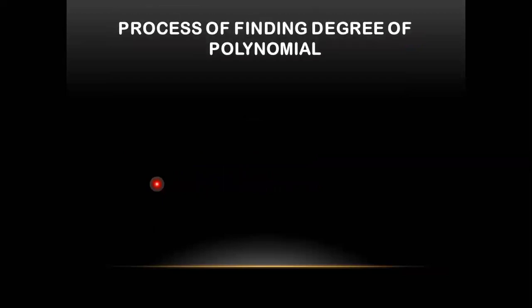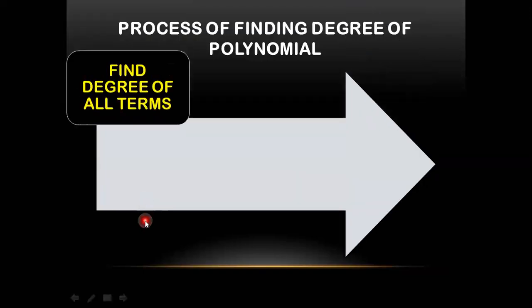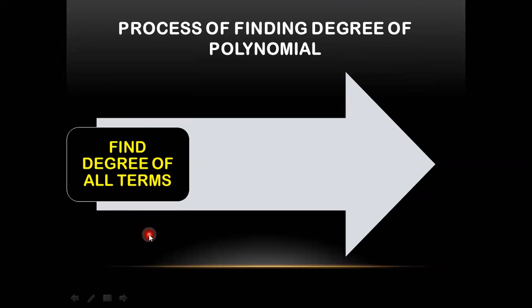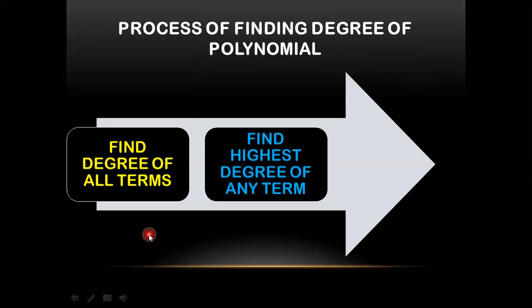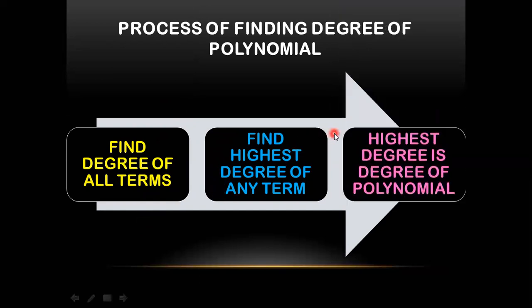So it means that how do we find the degree of a polynomial? What is the process of finding the degree of a polynomial? First of all, we find the degree of all the terms separately. Then we see which term is having the highest degree. We find the highest degree of any term, and then we declare the highest degree as the degree of the polynomial.